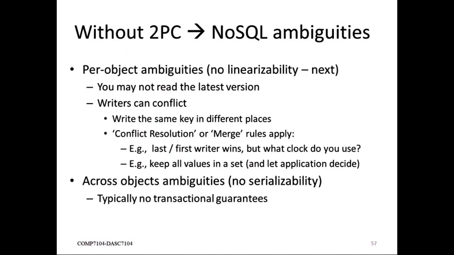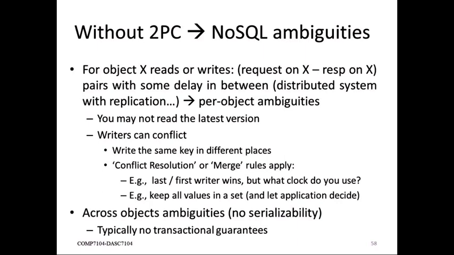And typically NoSQL systems, once again, do not provide transactional guarantees for operations across objects, across different records, let's say, in a database. So without 2PC, without ways to reach a consensus for nodes participating in a transaction, we may have all these anomalies, either anomalies for a single object or anomalies for operations across objects.